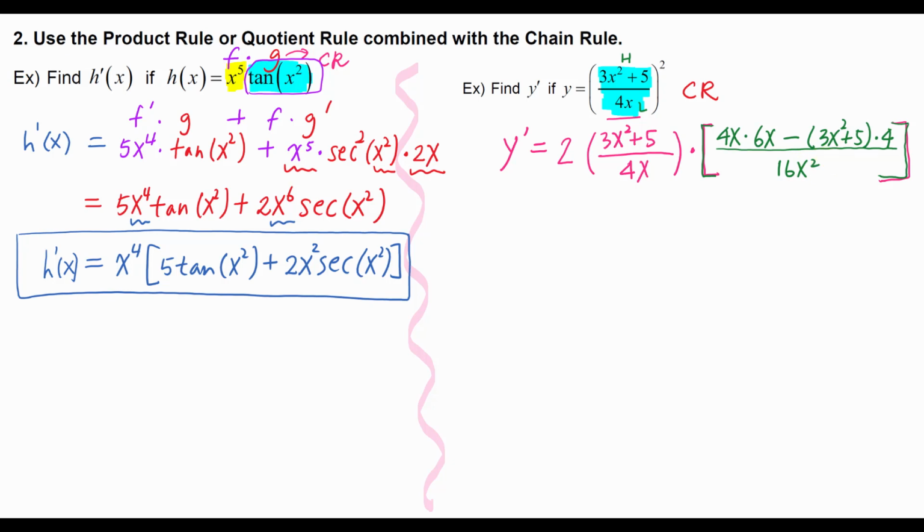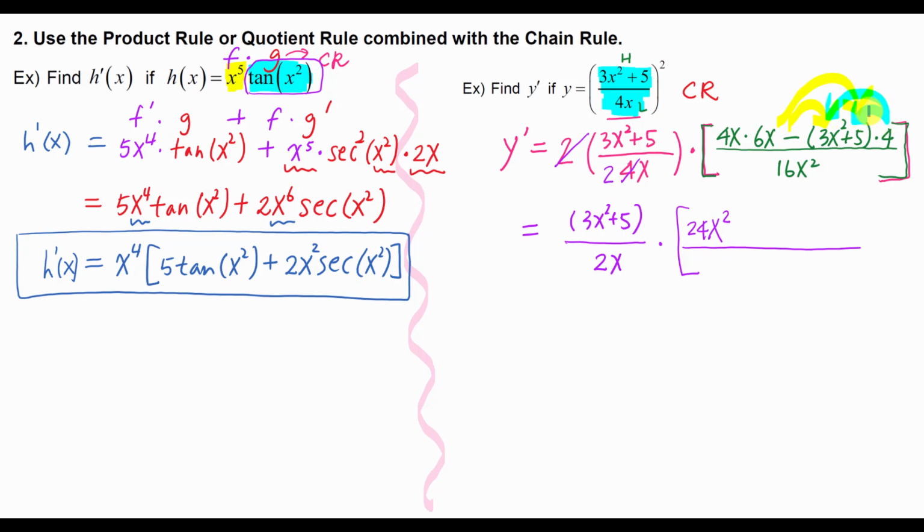I'm going to cancel this 2 with this 4, and then I will have 3x squared plus 5 factored on the top. I still have a 2x in the bottom. Then if I clean inside there, I have 6x times 4x, which is 24x squared. And I have to distribute the negative. I also need to distribute the 4, so I'm going to do that at the same time. Negative 3x squared times 4 gives me negative 12x squared. The negative distributed to 5 is negative 5 times 4, which is negative 20, over 16x squared is what I have.